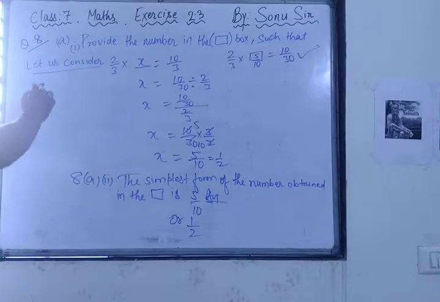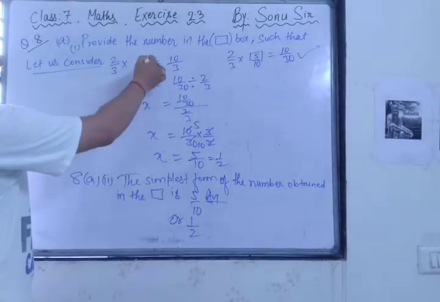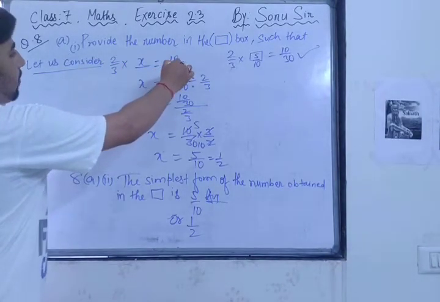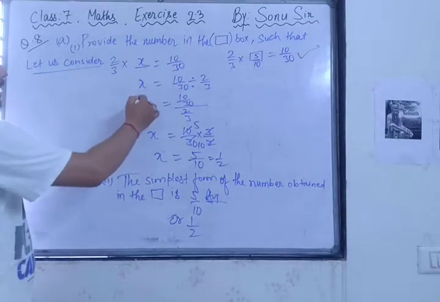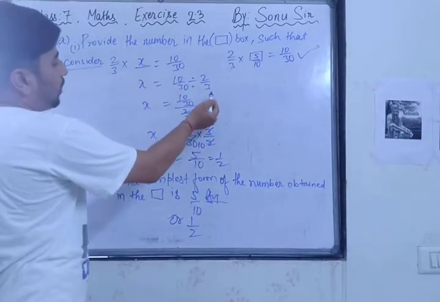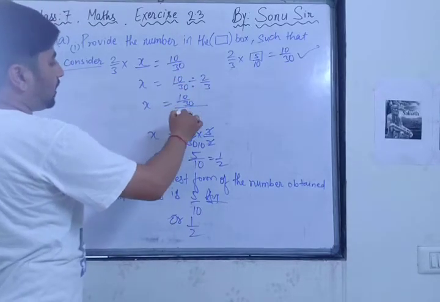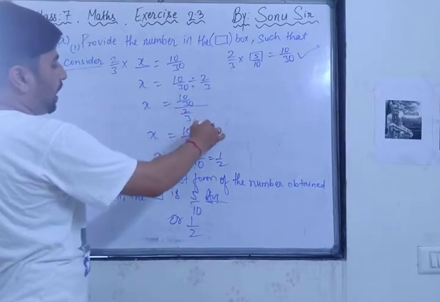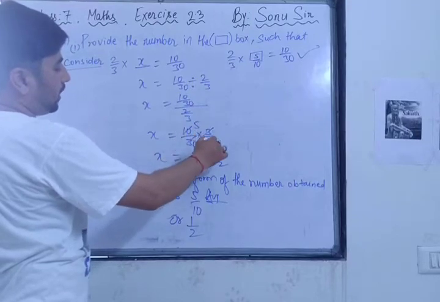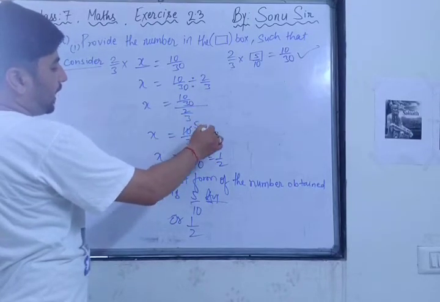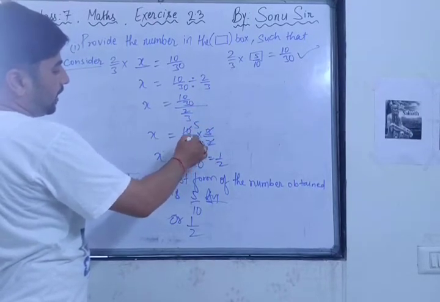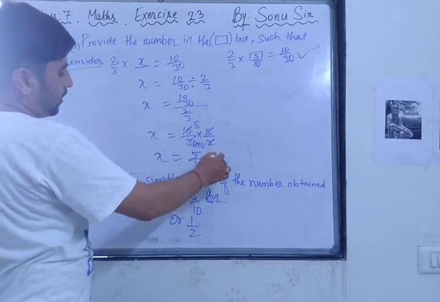So here, let us consider that 2 by 3 is multiplied by x, and the result is 10 by 30. So what will be the value of x? Here it is multiplied, so it will go to that side and become division. So x is 10 by 30 divided by 2 by 3. This 3 will go up, 2 will come down: 10 by 30 into 3 by 2. So 2 5s are 10 and 3 10s are 30. Got it? So here 5 by 10 is equal to 1 by 2.